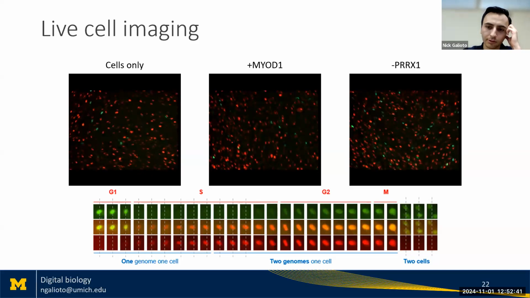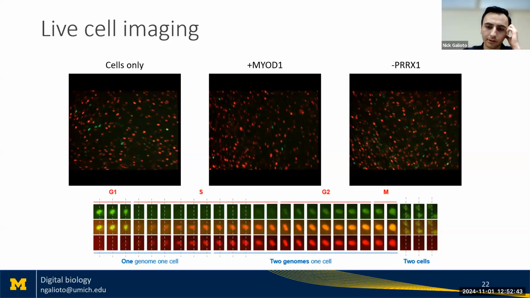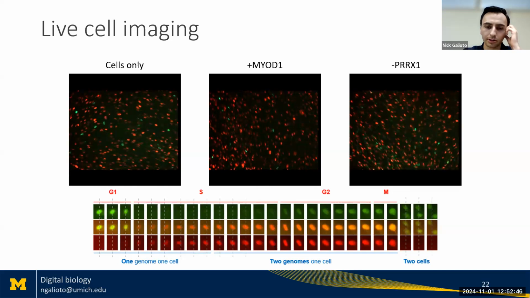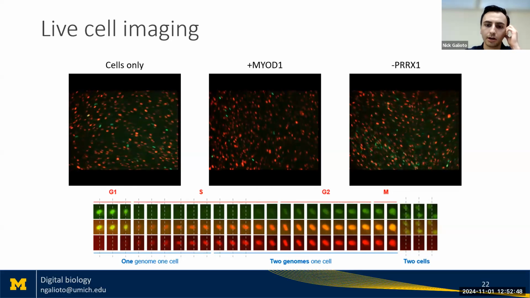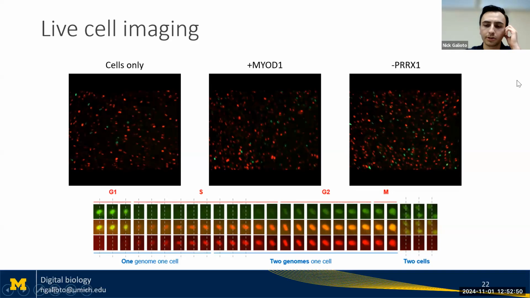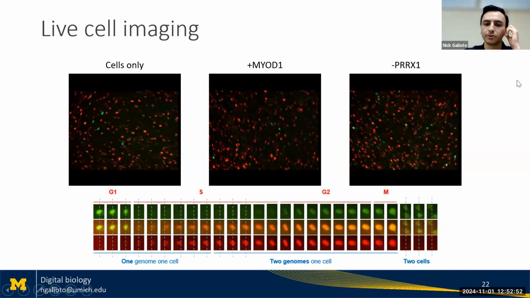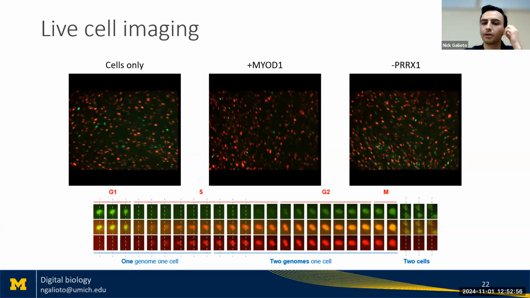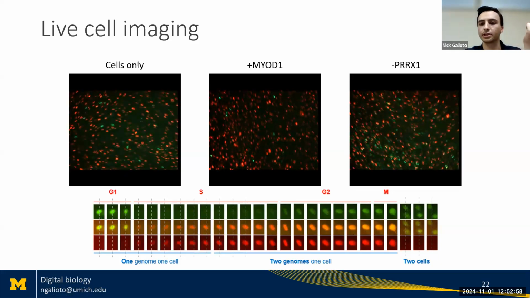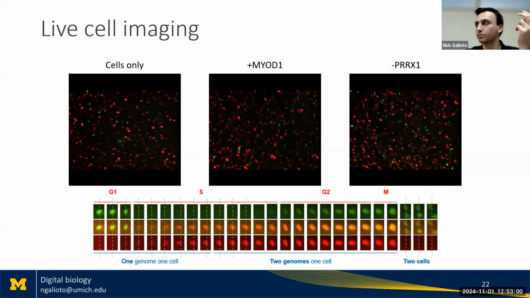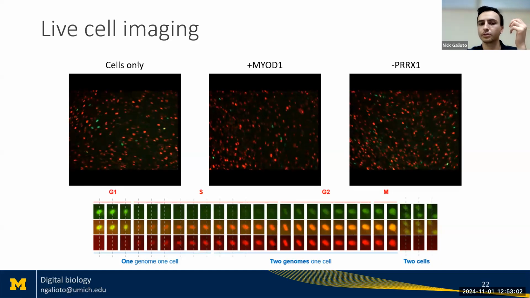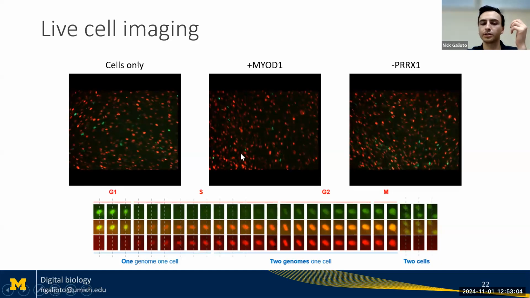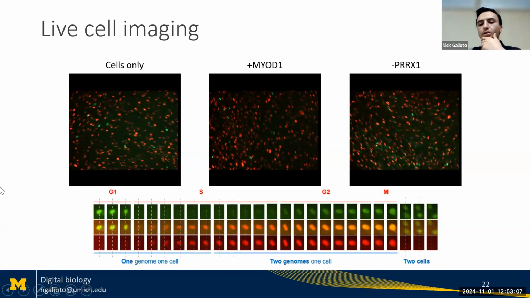I guess it's mostly just showing how cells can respond to these exogenous inputs, and how adding PRAX1 is going to have them entering the cell cycle a lot more actively, which is sort of what we want for reprogramming. Maybe that could improve the efficiency by using these two transcription factors together instead of just MyoD1, where you don't see as much cellular activity.